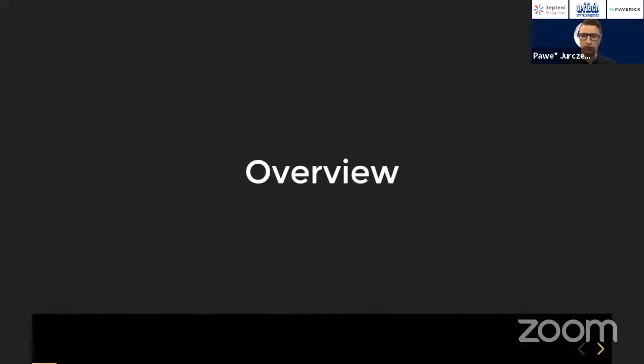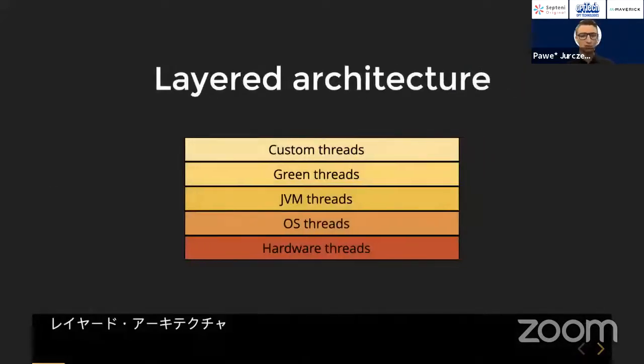Okay, so let's start by saying, how can we think about multi-threaded applications in the first place? The way I like to think about them is to visualize them as a layered architecture. So we have a couple of layers, and each layer is built on top of the abstractions that are provided by the layer that is directly below. On each of these layers, we have a concept of a thread, and depending on the layer, this will mean something slightly different.